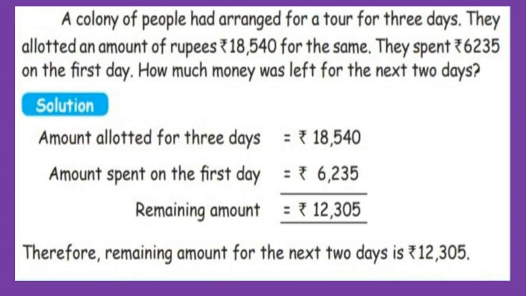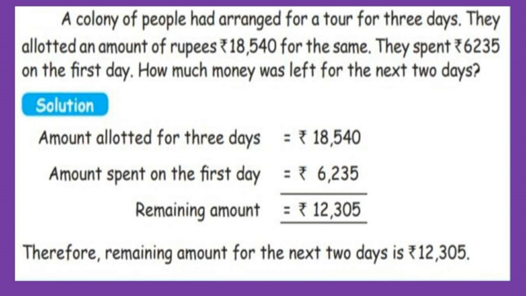A colony of people had arranged a tour for 3 days. They allotted an amount of rupees 18,540. They spent 6,235 rupees on the first day. They went on the tour for 3 days. The first day they spent 6,235 rupees. The total amount they had was 18,540 rupees. How much money was left for the next 2 days? So we are going to find that out.